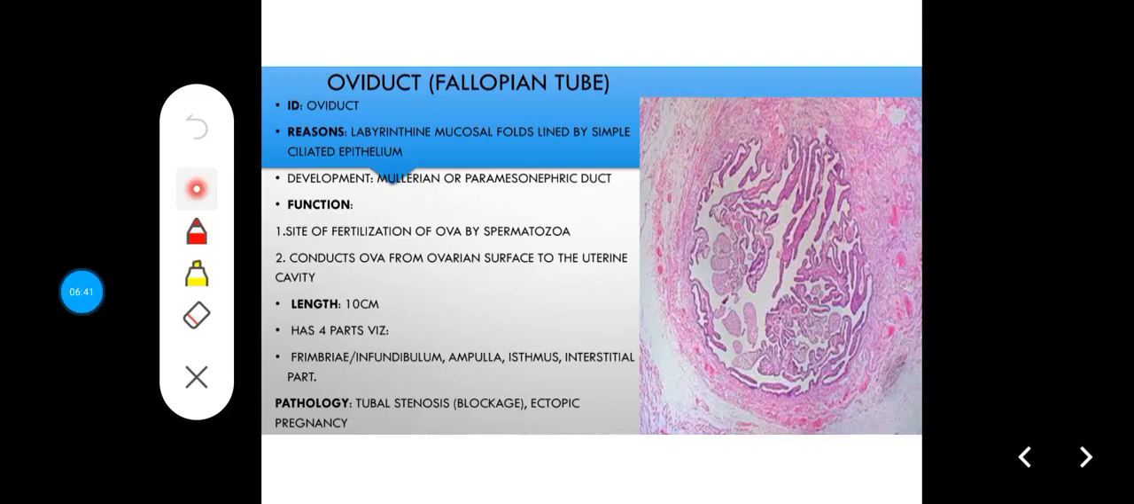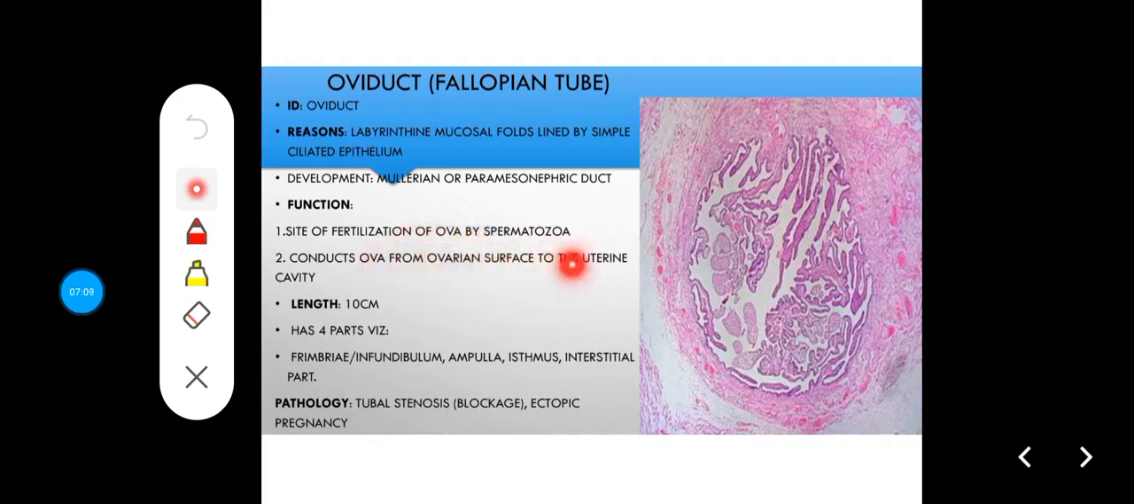So the reasons for identifying the oviduct are the labyrinthine mucosal folds, which are lined by the simple columnar epithelium, and the epithelium is ciliated. The development of the oviduct is from the Mullerian duct. The function of the oviduct is that it is the site for fertilization of the ova by the spermatozoa and also conducts ova from the ovarian surface to the uterine cavity.